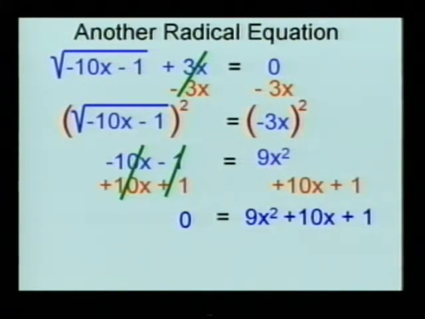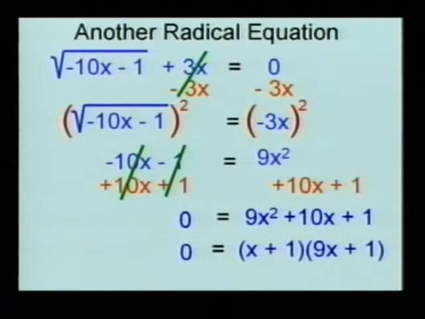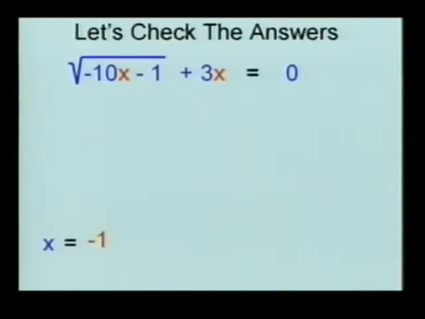Now, remember how to solve these? Let's factor. And we take each of the factors, x plus 1 and 9x plus 1, and see what it takes to make things be 0. In one of them, now I want answers. I'll have a minus 1. In the other one, the 9x plus 1, setting that equal to 0, I get minus 1 ninth.